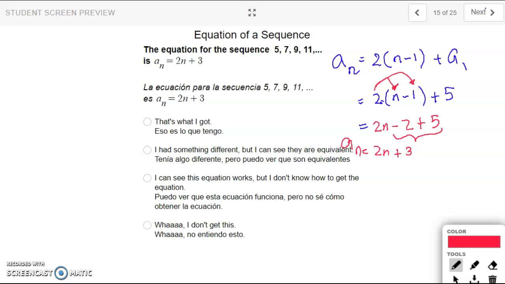Okay, final card, number 15. It gives you the equation a sub n is equal to 2n plus 3. My equation that I came up with is slightly different, but it does turn out to be equivalent. See if you can process this. Okay, and then we're going to continue in the next recording.